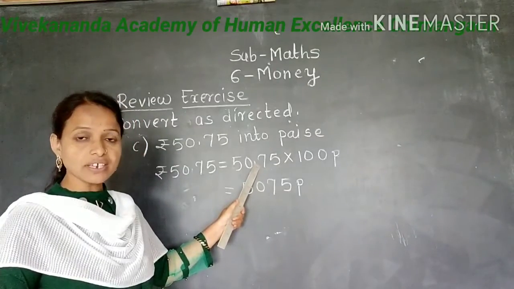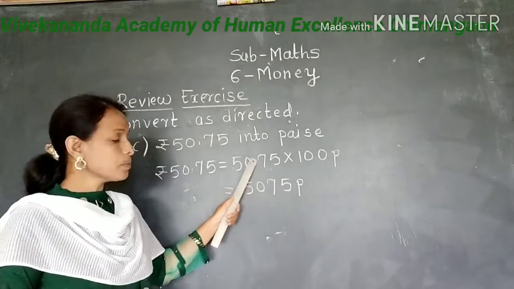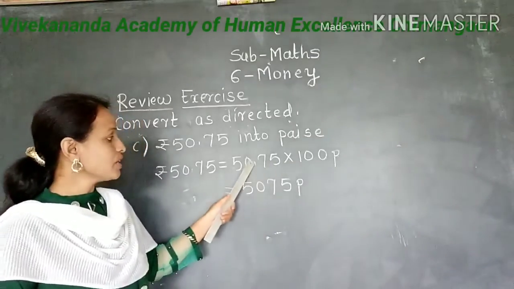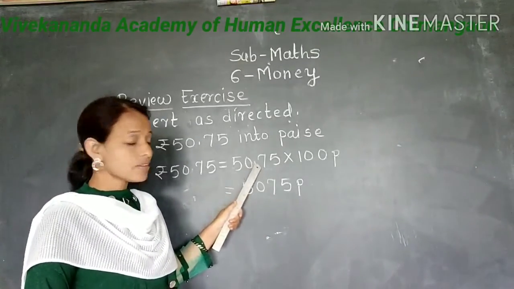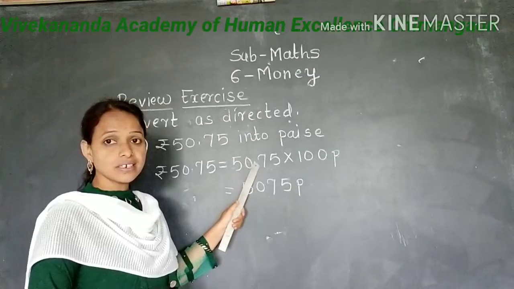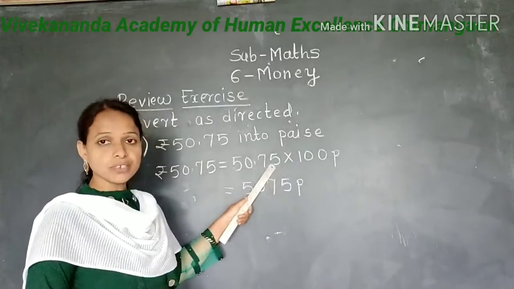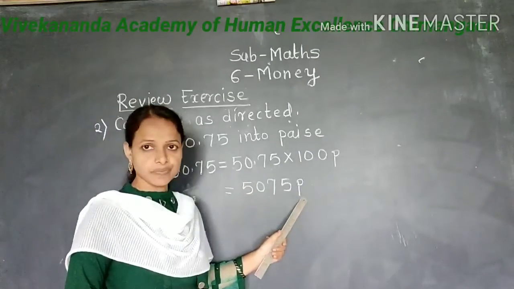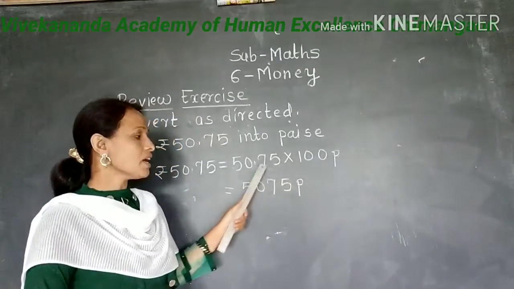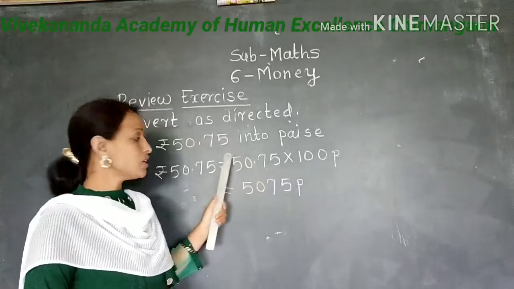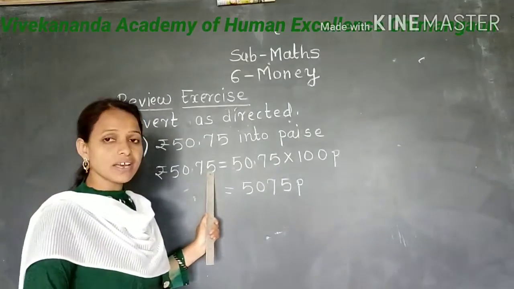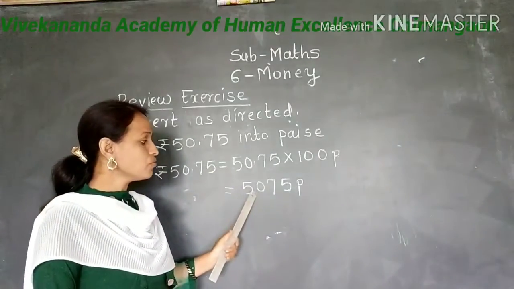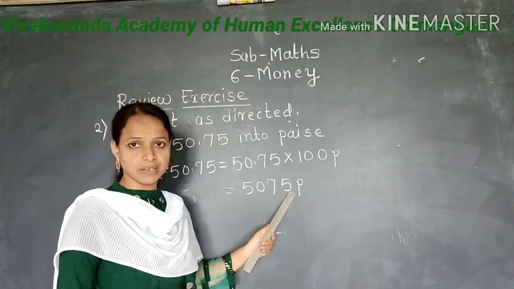By removing the dot, we can convert rupees into paise. So here we remove the dot which is given from the right of the two places. We remove it, so we get here 5,075. So by multiplying by 100 and by removing the dot, we convert 50 rupees 75 paise into 5,075 paise.